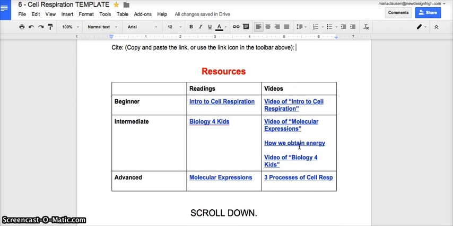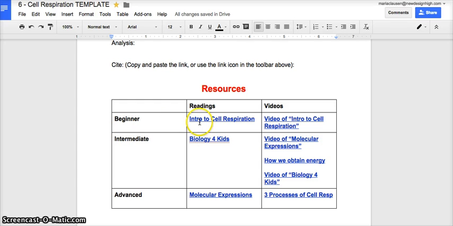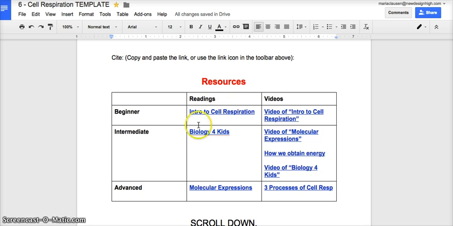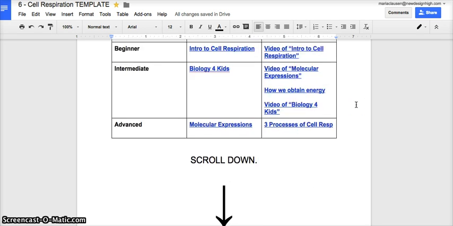You're going to use these resources. So you can do a beginner reading, a beginner video, intermediate, or advanced. Please do not use the first sentence of a paragraph. Lots of students love to use the first sentence of a paragraph, and we don't like that. So please read into the text or listen into the text and not use just the first sentence.